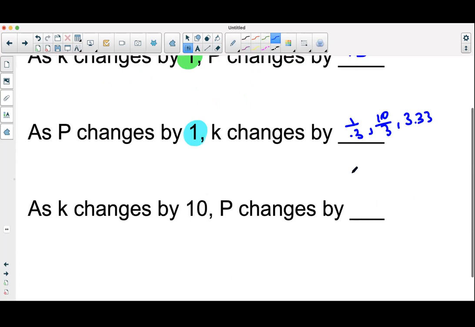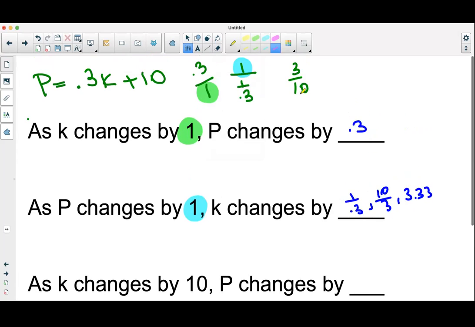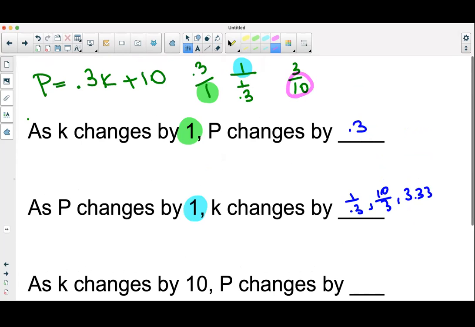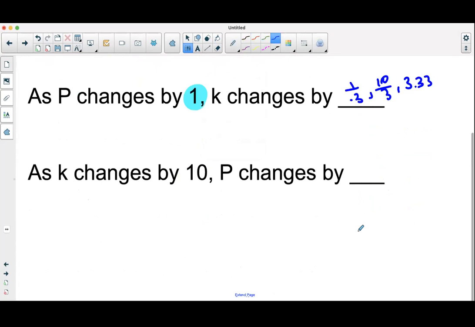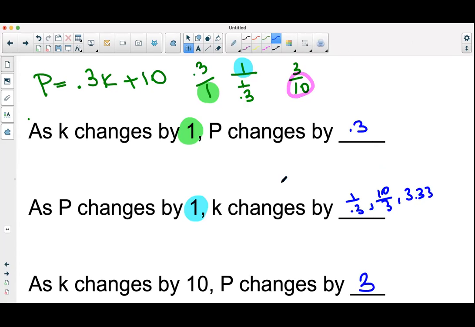Now, third, as K changes by 10, the fact that K changes by 10, we're talking about the denominator, because 0.3 can be expressed as 3 over 10. So therefore, P changes by what? 3. So you can see that the answer here was equal to 3. All right, so I just wanted to give you a little bit of a different perspective on looking at the values.